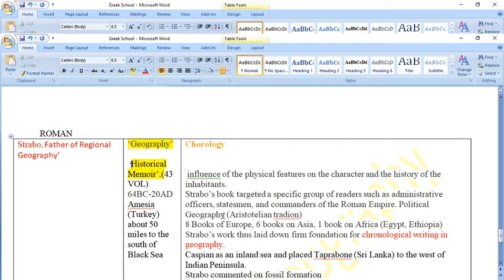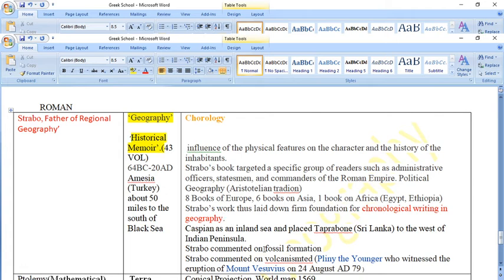Okay, he was the first person who proposed chorology. Chorology means regional study. Okay, so Strabo is called the father of regional geography. He proposed the concept of chorology. Second thing is that Strabo provides a vivid description of the Roman Empire. He was the pioneer of the tradition of political geography.